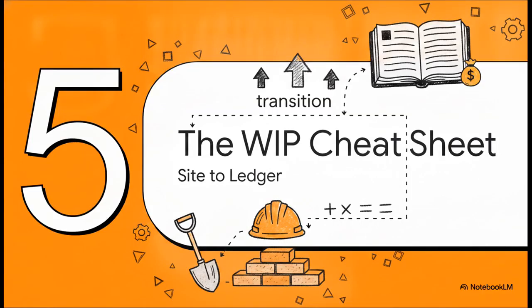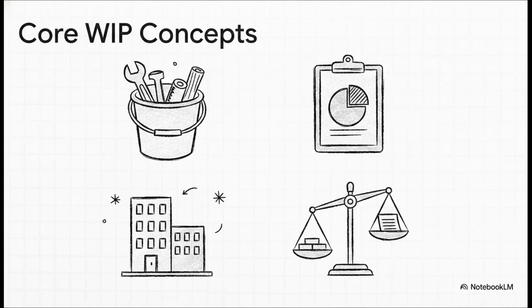All right, Section 5, the WIP cheat sheet, translating the site to the ledger. So, the crucial takeaway here is this. WIP is simply a holding area for costs. The project manager's percentage complete drives the entire financial schedule. Recognized revenue is strictly about the physical work done, not the invoices sent. And underbilling and overbilling, they're just the weights that balance the scale between the physical site and the financial accounts.